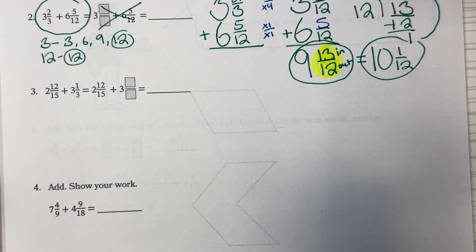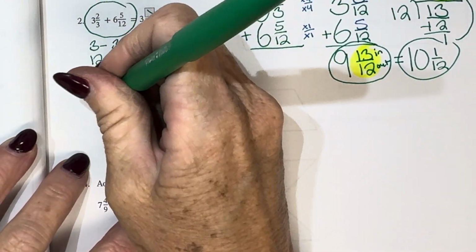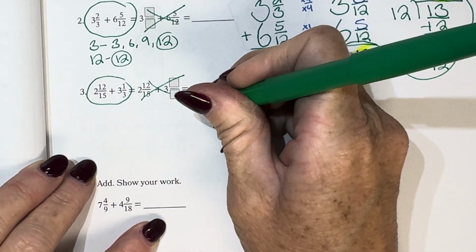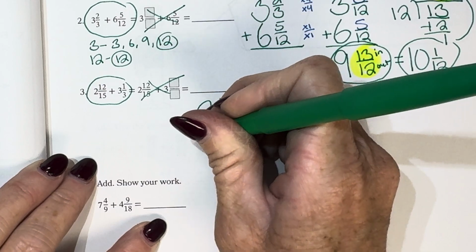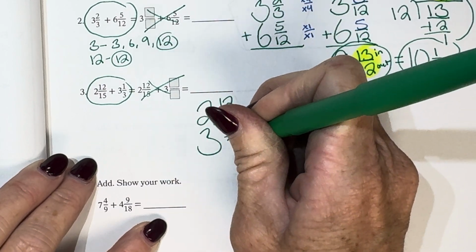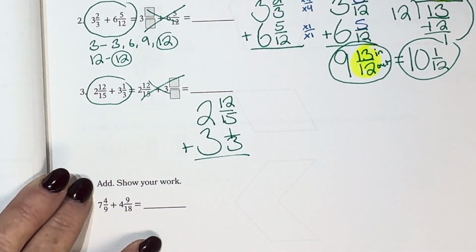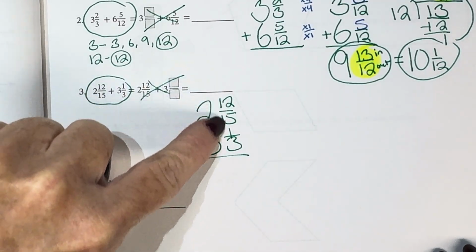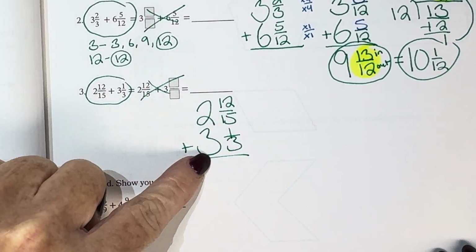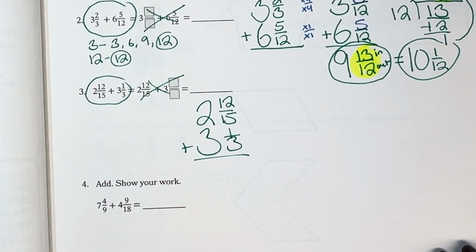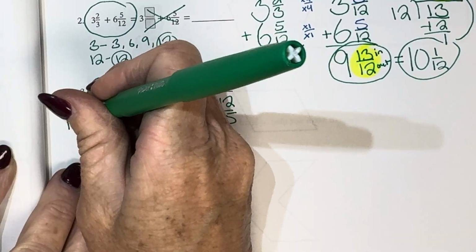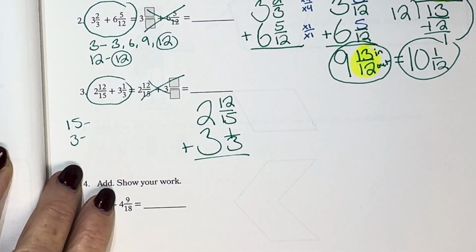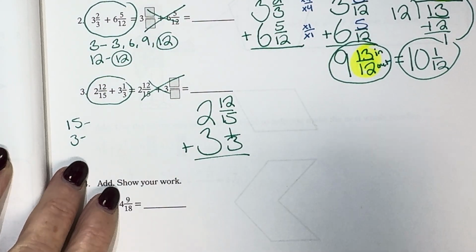My next one says, and I'm going to cross this off, my next equation says I have 2 and 12/15 plus 3 and 1/3. Okay, so again, my fractions are lined up, my ones places are lined up. So that was step 1. Step 2 is I need a common denominator for 15 and 3. So if I don't know it, I can come over here and list my multiples to get my least common multiple.